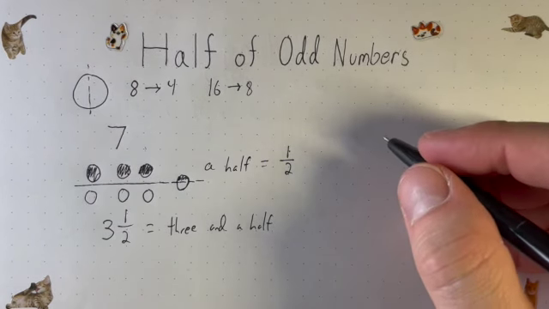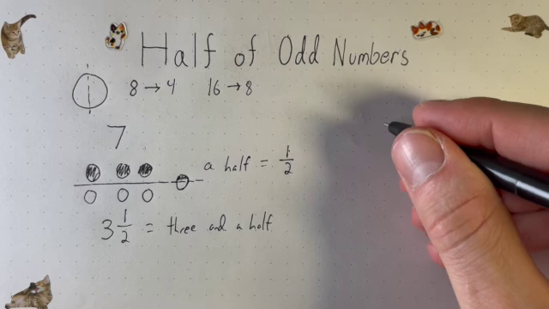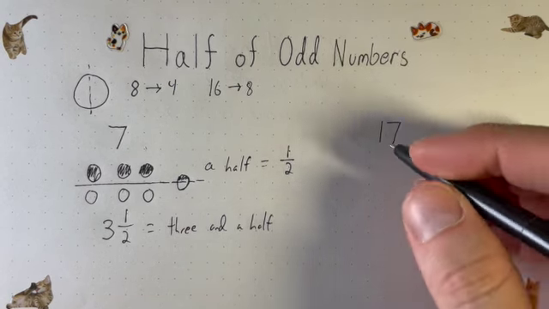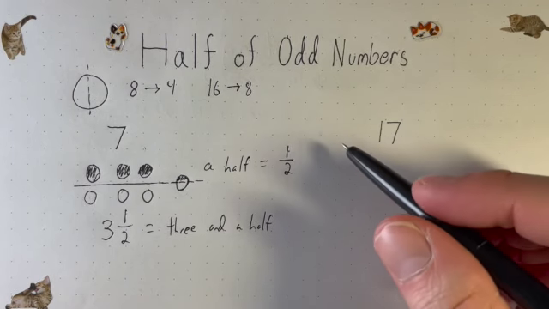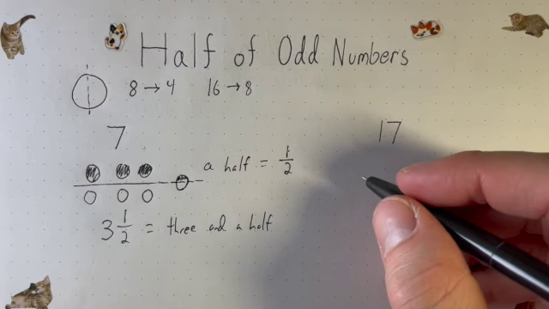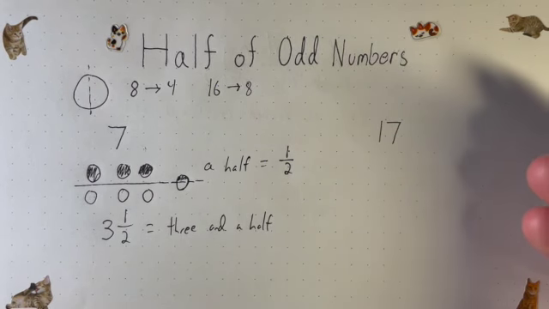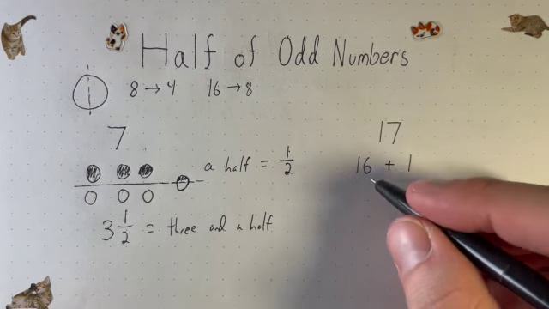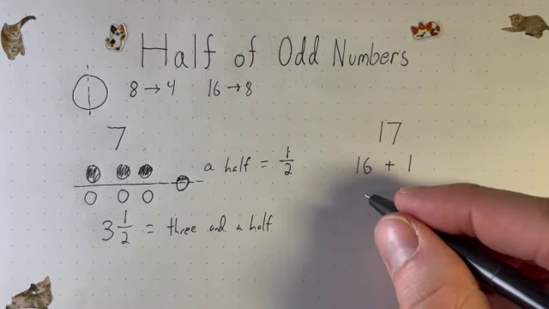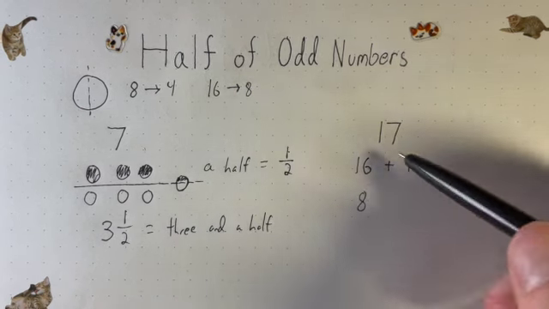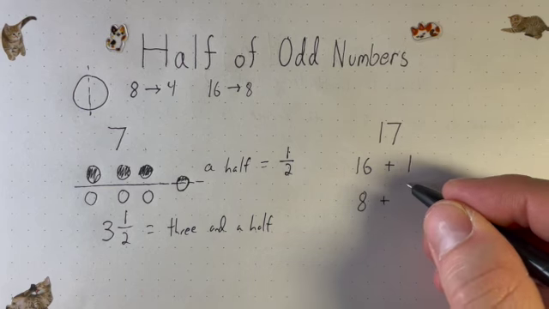So now, if I want to take half of a larger odd number, let's take half of 17, how I like to deal with this is instead of having to draw out 17 things, we'll break 17 up into the even number that is 1 less than 17. The number 1 less than 17 is 16, and 1. Now half of 16 is 8, because 8 plus 8 is 16, and half of 1 is 1/2.